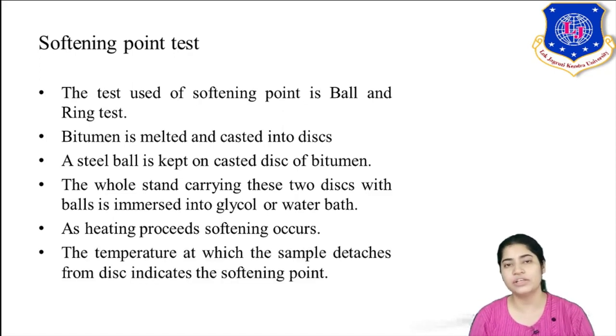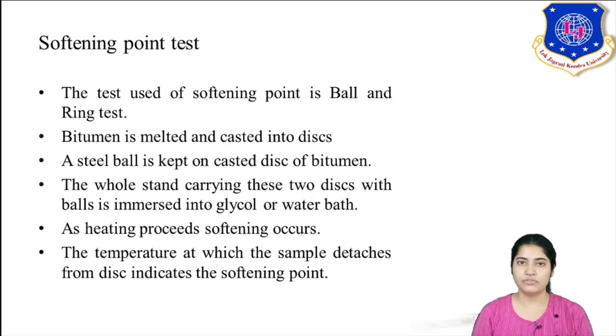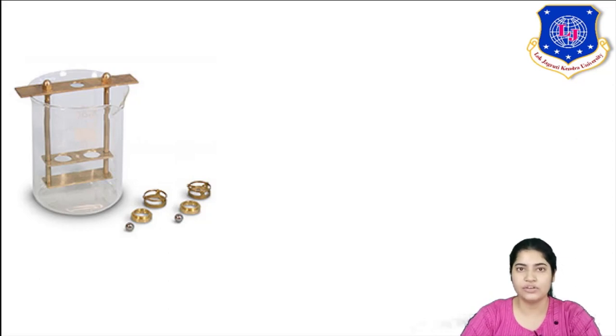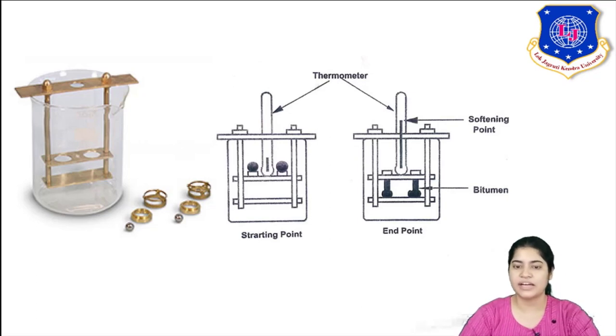Now because of heating, softening occurs. So here you measure the temperature at which the sample detaches from the disc and falls into the beaker. That temperature is your softening point. You can see this is the apparatus, ring and ball. In this disc you are taking your sample of bitumen and placing the steel ball above it. The disc is to provide support to the bitumen sample, and in the suspender you can see how you are placing your bitumen disc with ball.